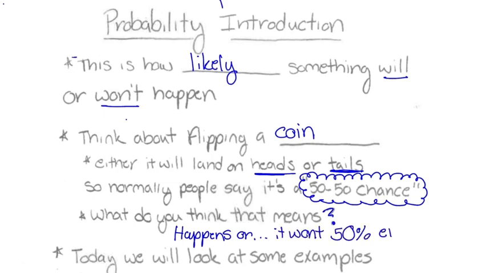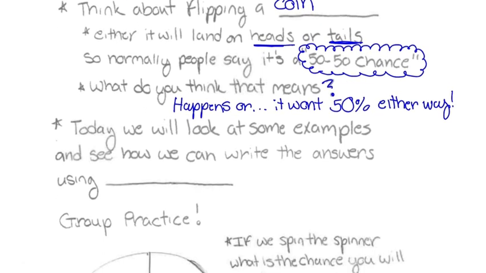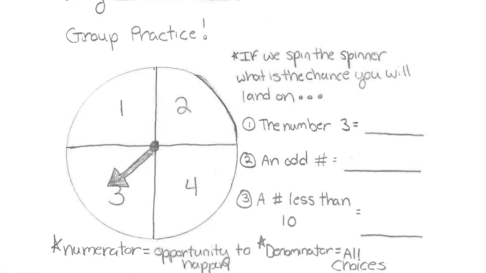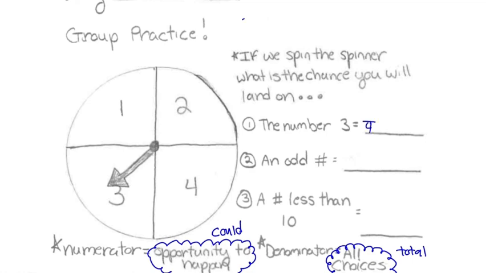Today we're going to look at some more examples, except the examples today are not going to be in percentages. We're going to talk about them using either fractions or ratios, which is pretty much the same thing. Below on your notes, we have a spinner, and based off the question, the numerator is how often it's going to happen, like what's the possibility, and the denominator is all the possible choices. So what's the likelihood that the spinner is going to land on a 3? Well, there are 4 choices, and there's only one time that it's going to be 3. So that's a 1 in 4 chance, or a 1 to 4 chance.